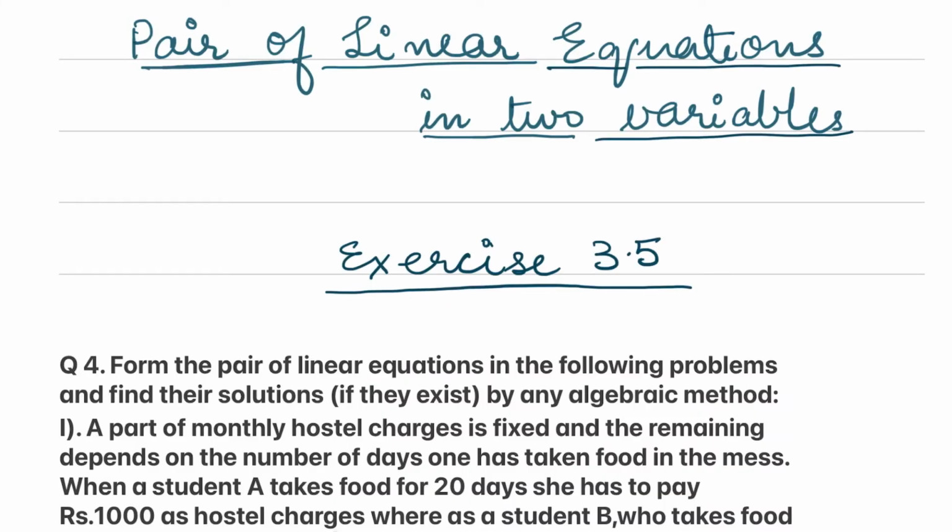Everyone, we have finished the first 3 questions of exercise 3.5 in our previous videos, and we are continuing with the chapter of pair of linear equations in 2 variables. Now question number 4. It says form the pair of linear equations in the following problems and find their solutions if they exist by any algebraic method.